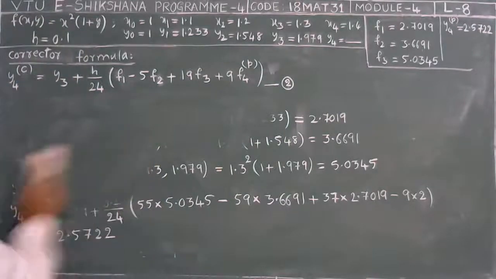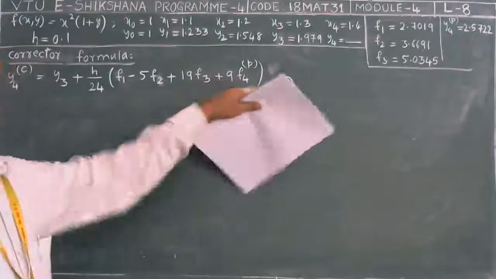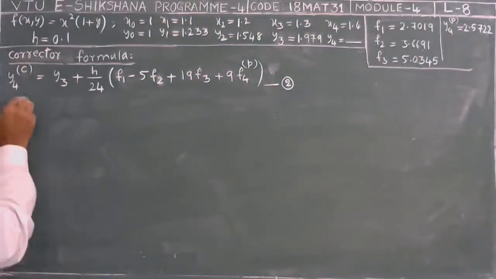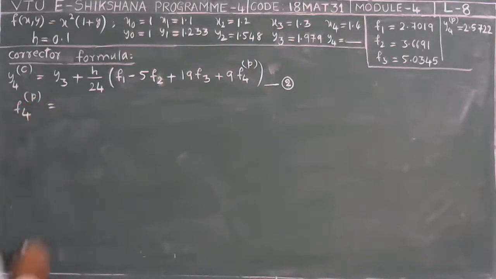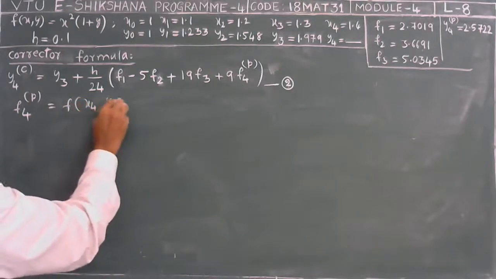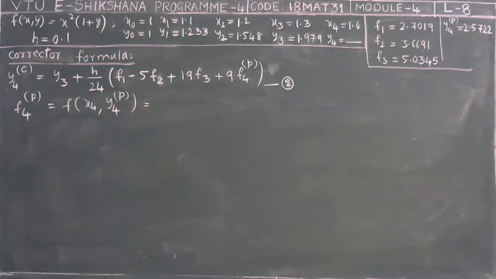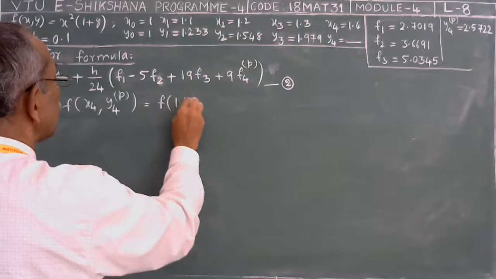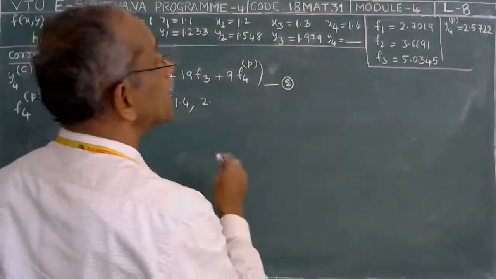So I know f1, I know f2, and I know f3. The only thing is f4p, which I have to substitute. So I have to calculate f4p first. f4p is f of x4 comma y4p. So x4 is 1.4, and y4p is 2.5722.